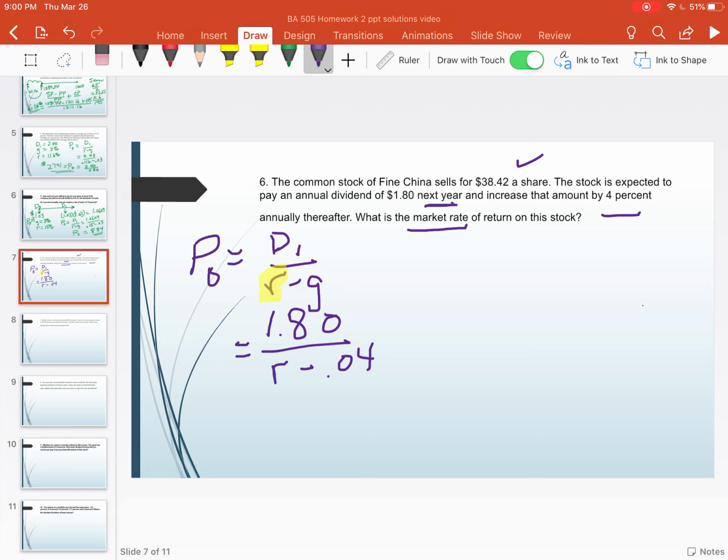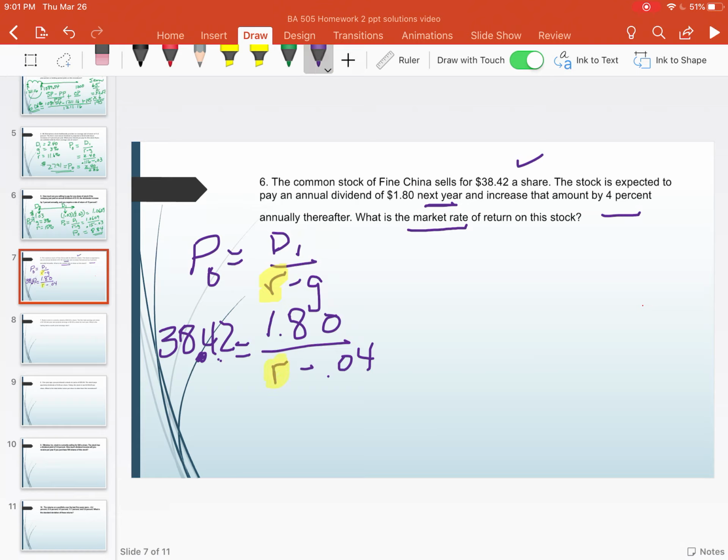And then we also know that the current selling price is $38.42. Let me clean that up just a tad. I'm not happy with how that did, so I'm going to move back here. 38.42. And in doing so, we're going to go through algebraically and solve for R. Again, R is what we're solving for.